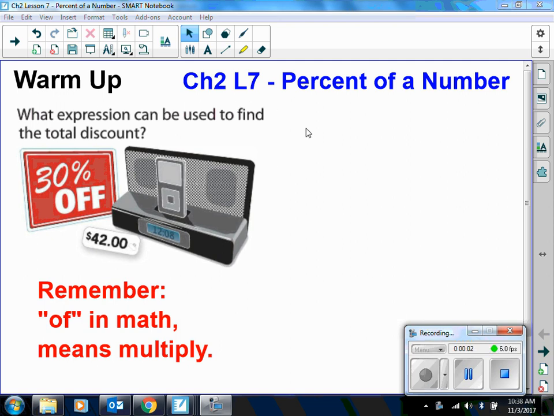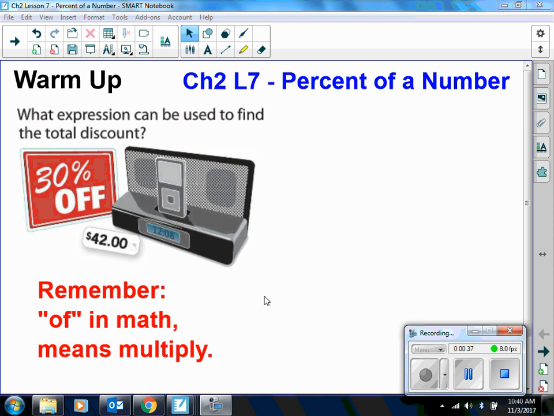Chapter 2, Lesson 7 is percent of a number. Here, we want to know what expression can be used to find the total discount. Remember, in math, of means multiply. So here, you're out shopping and you see this radio is $42, but it's on sale for 30% off. What question are you going to ask yourself to figure out how much money is going to get taken off of the price?